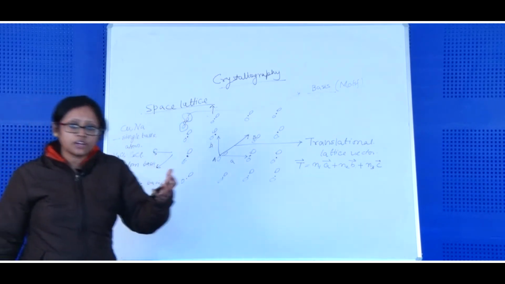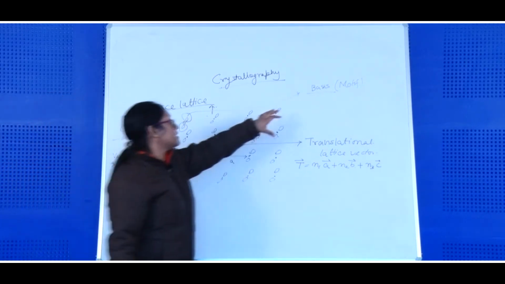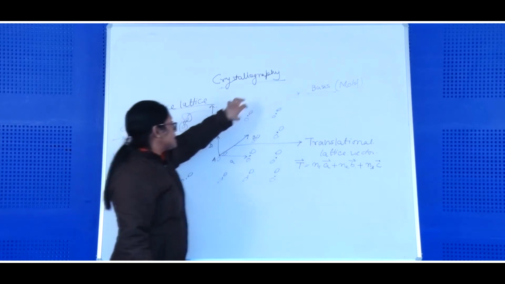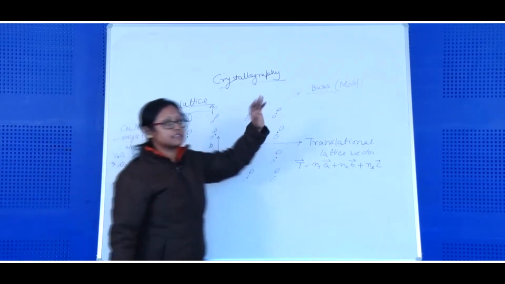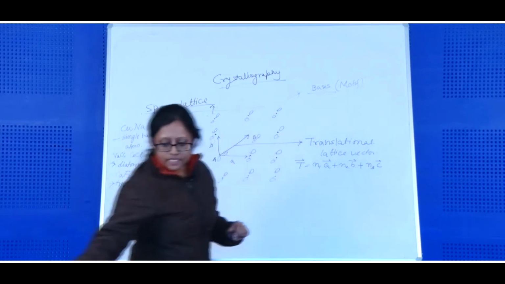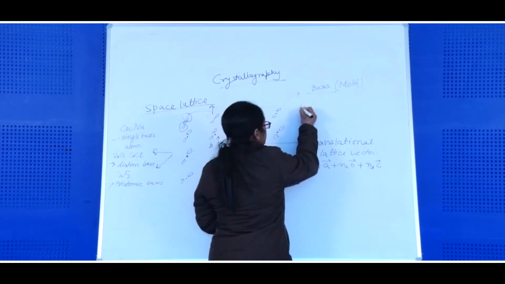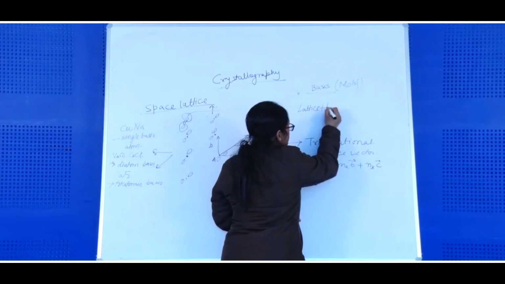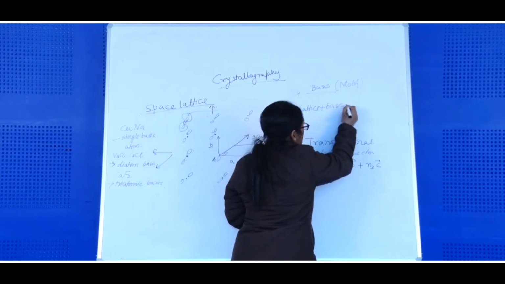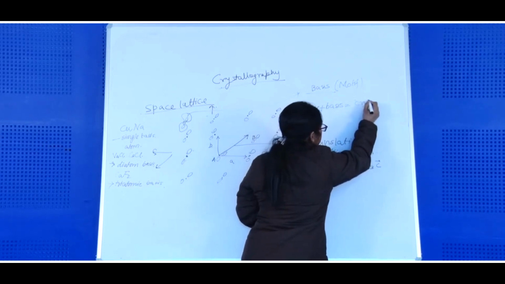So how is a crystal structure formed? When the basis is associated with every lattice point, then the crystal structure is formed. So mathematically we can write: lattice together with basis forms the crystal structure.